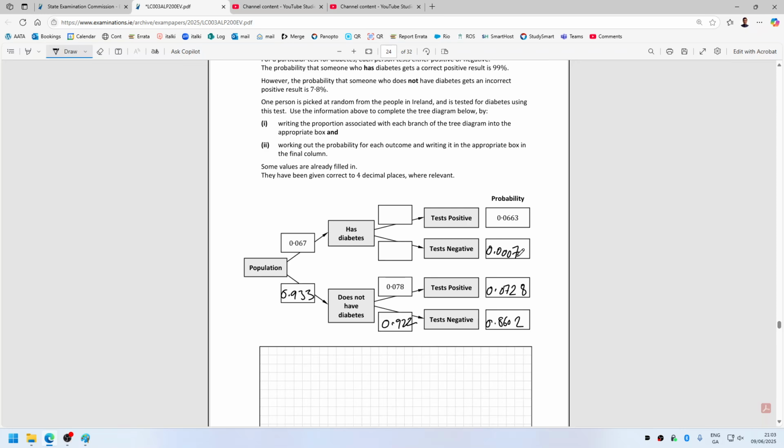Okay, so good. Now I can work out this number as 0.0663 divided by 0.067. So this number must have been 0.9896, meaning this one here must be 0.0104.